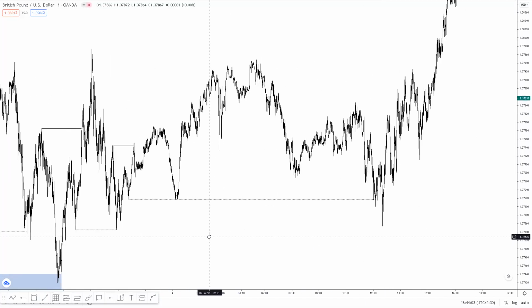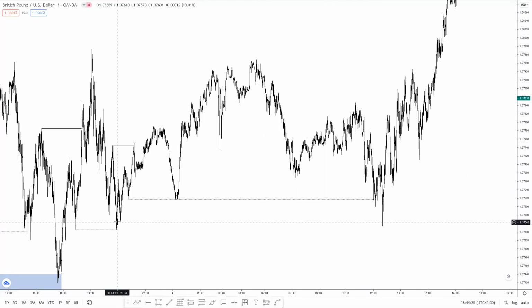London Open will most probably mitigate into an order block that was created during New York. That's how it goes. London Open most probably will mitigate into an order block that was created during New York. Now you see this is the New York session. From my time, this is New York.